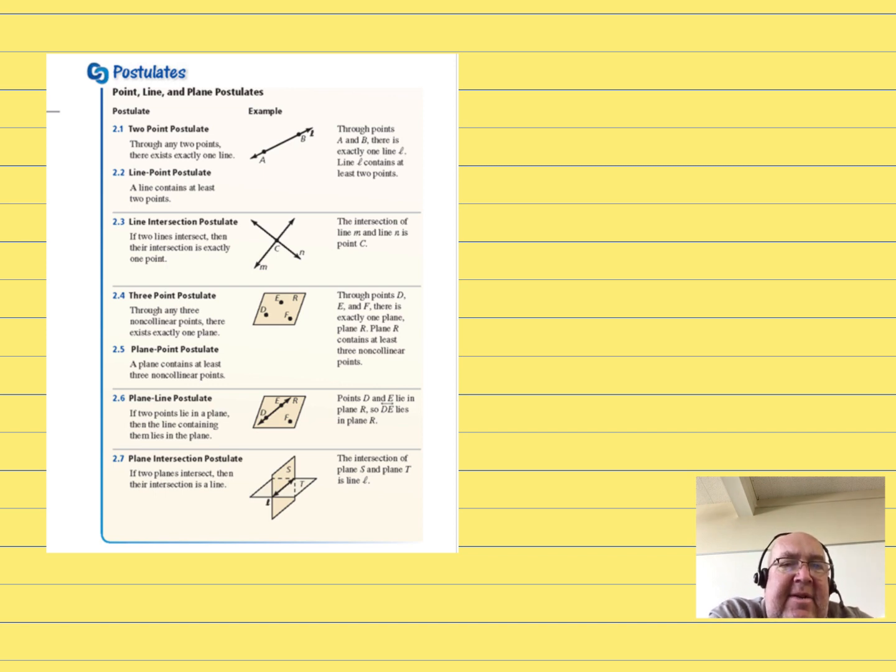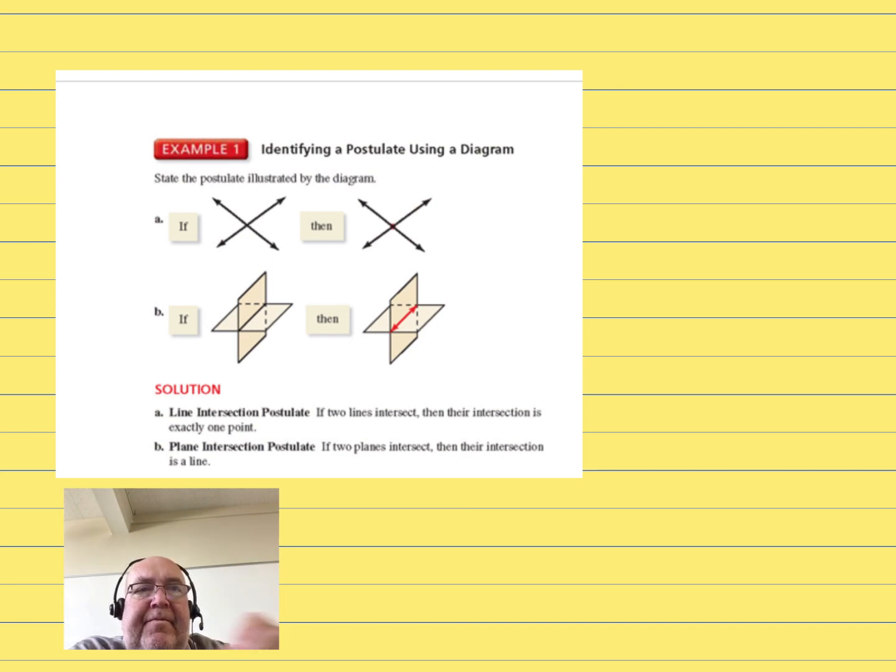The plane intersection postulate says that when 2 planes intersect each other, they intersect to form a line, and you can see that on the bottom. So going on, the if-then statement says if you have intersecting lines, then they intersect at a point. So the solution to that, if 2 lines intersect, then their intersection is exactly 1 point. Looking at the plane intersection postulate, if 2 planes intersect, their intersection is a line.